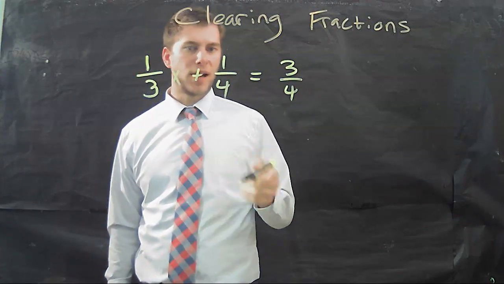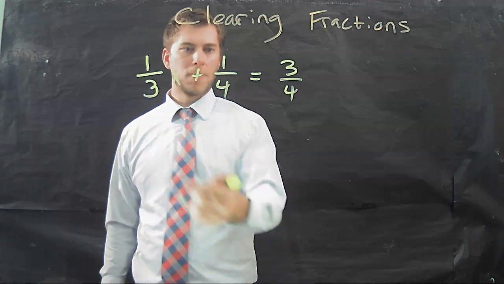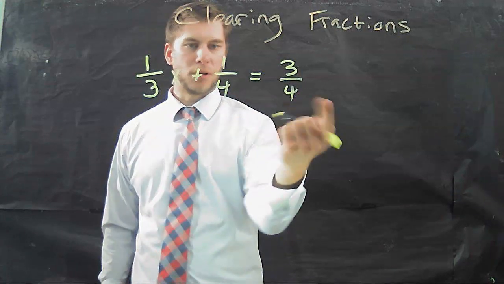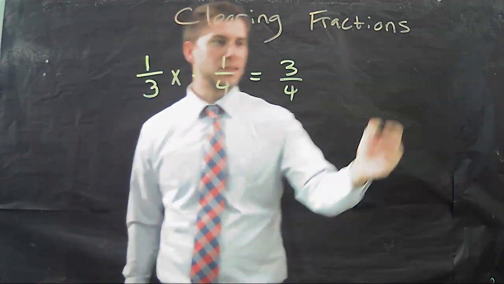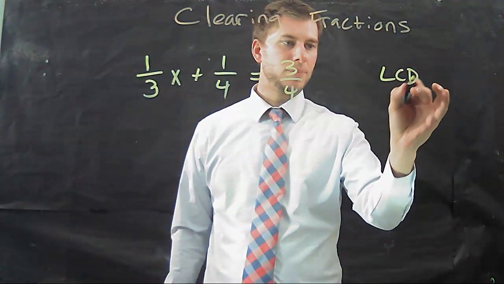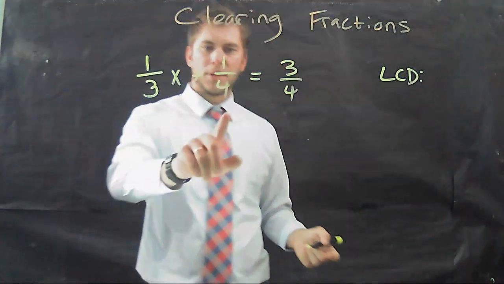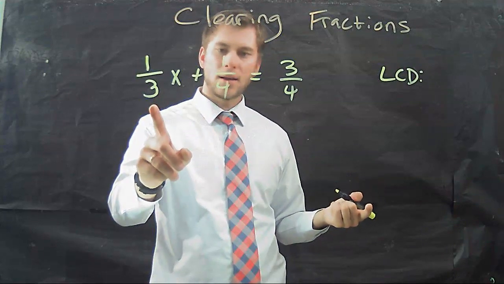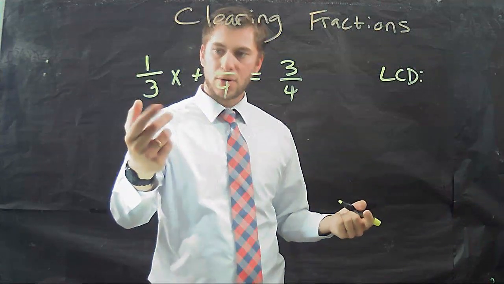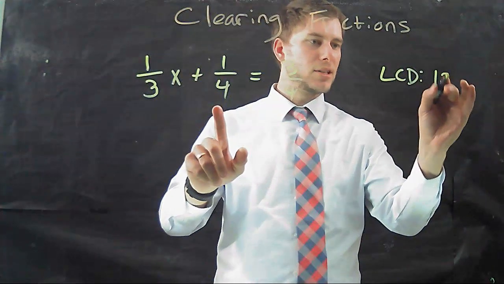So step 1 is find the least common denominator. So I have 3, 4, and 4. It doesn't matter that I have 2 of those. I'm looking between 3 and 4. What's the LCD? I'm going to take the large number. I'm going to list its multiples. So 4, 8. Does 3 go into 8? No. 12. 3 does go into 12, right? So my LCD is 12.